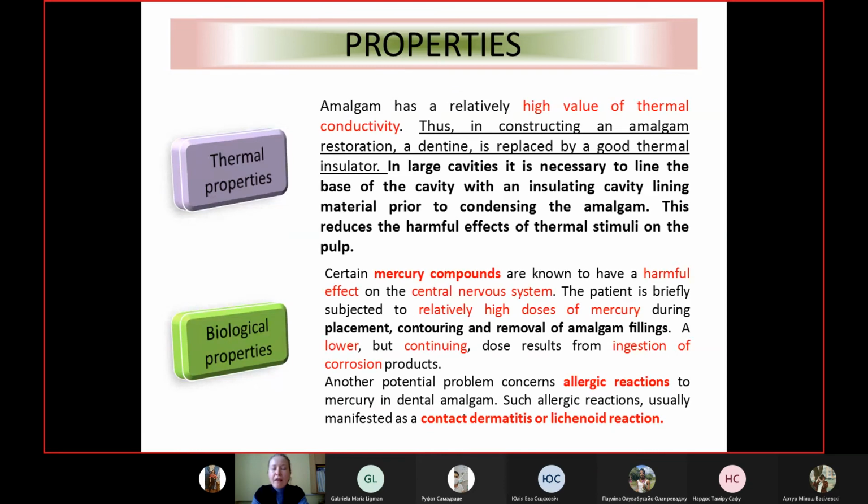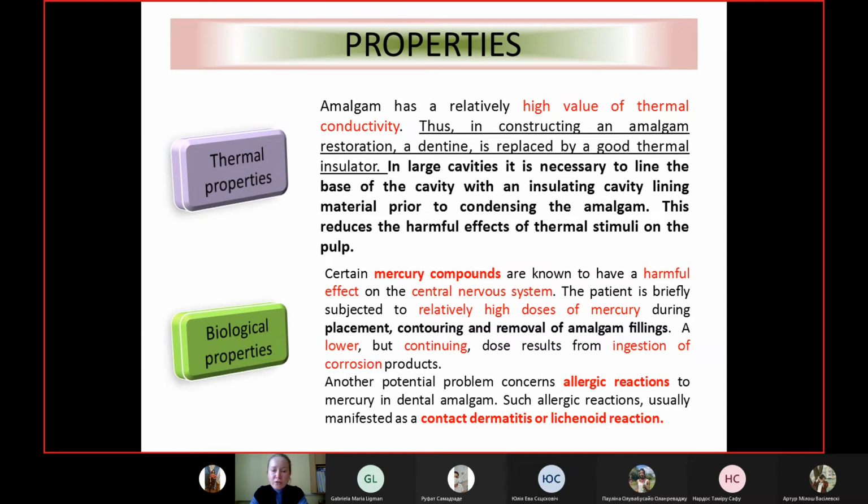Thermal properties. Amalgam has a relatively high value of thermal conductivity. Thus, in constructing an amalgam restoration, dentine is replaced by a good thermal conductor. That is, an insulating lining should be placed. And biological properties. Due to mercury compounds, the usage of this material is doubtful because it can cause some harmful effects on the nervous system.